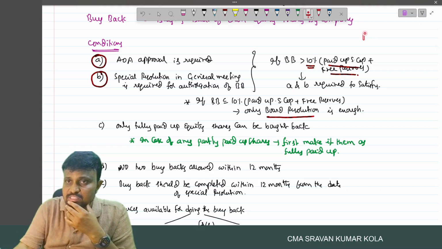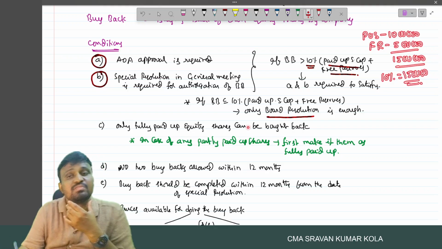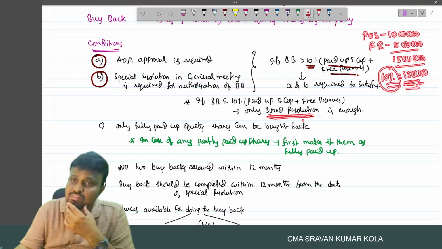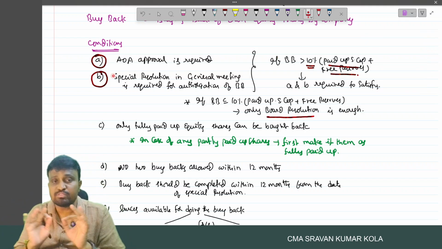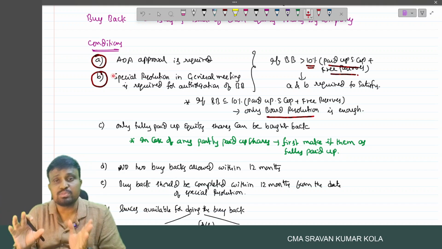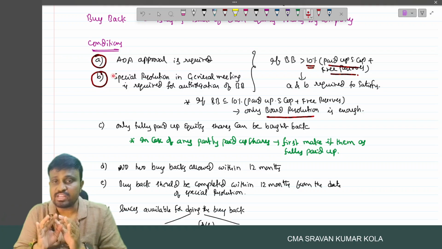For example, paid up share capital is 10 lakhs and free reserves are 5 lakhs. The total amount is 15 lakhs, and 10% of that is 1 lakh 50,000. If the buyback is less than or equal to 1 lakh 50,000, then only a board resolution is enough. If the buyback is more than 1,50,000, then AOA approval and a special resolution in the general meeting must be followed. These two points are required only if the buyback is more than 10% of the paid up share capital and free reserves. Otherwise, just a board resolution in the board meeting is enough.